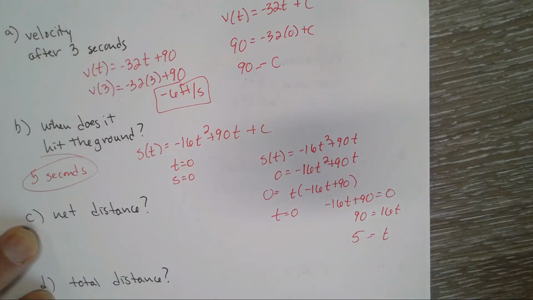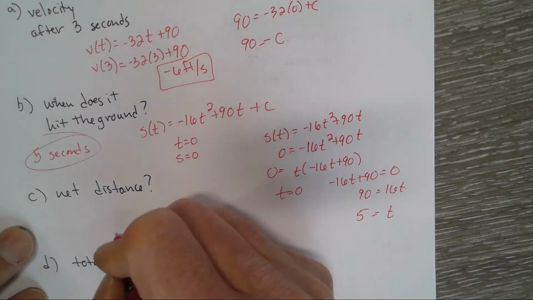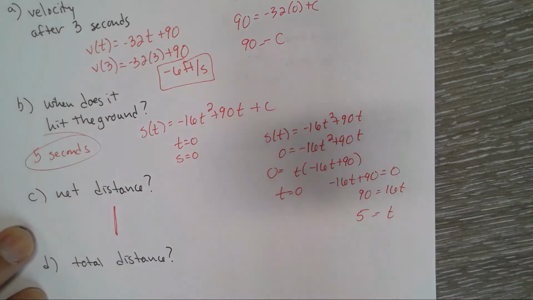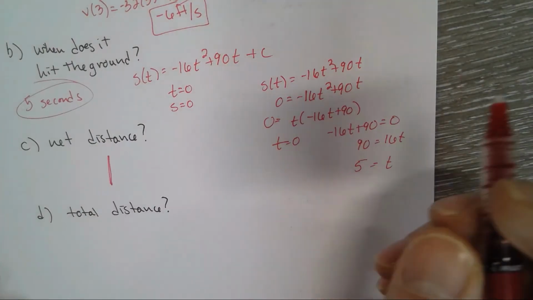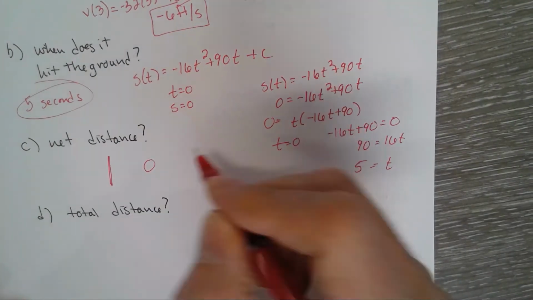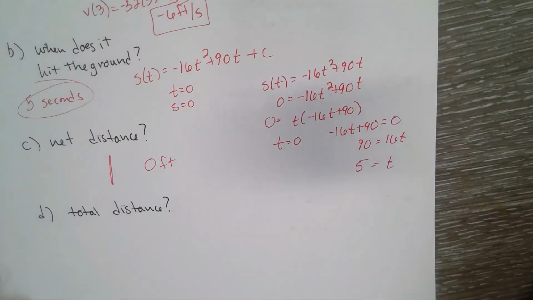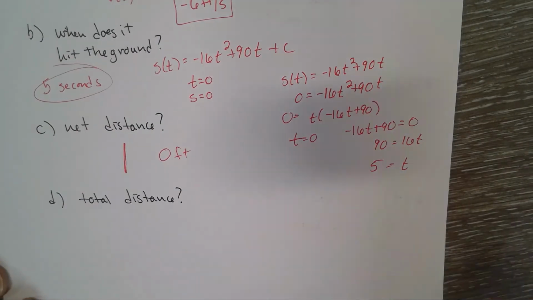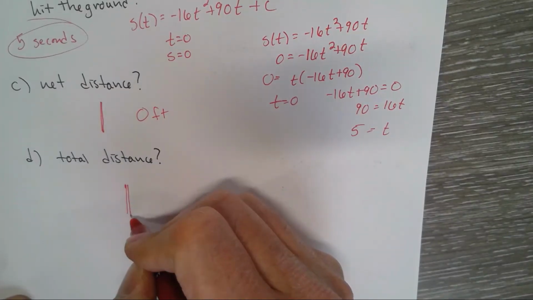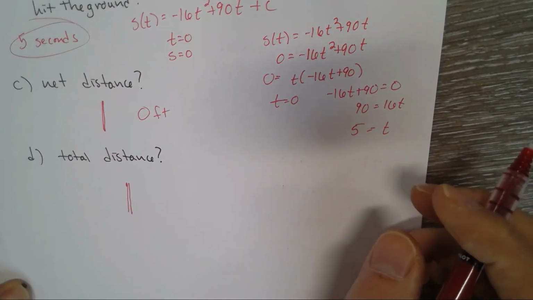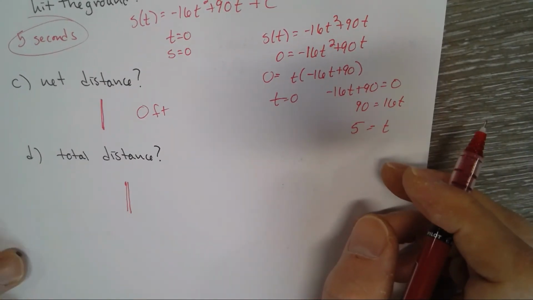Net distance, well, it went up and it went back down, so the net distance would be 0. Net distance is the same as displacement, so 0 feet. And then lastly, the total distance. It did go all the way up and then all the way down. So we would need to know how high it went, and double it would be the total distance.